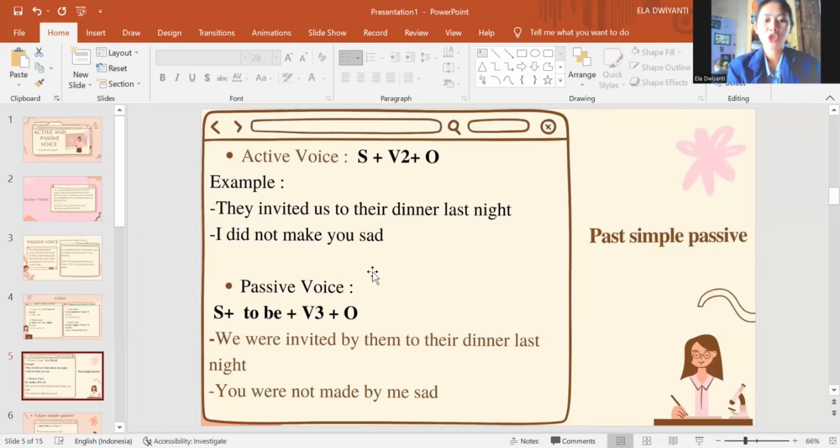Okay. To be: were, because we use the past simple. We use to be was or were. We use were. And verb 3, invited, is the same as verb 2, followed by the preposition by them. Okay, if we want to change active voice to passive voice, it becomes: we were invited by them to their dinner last night. Okay.